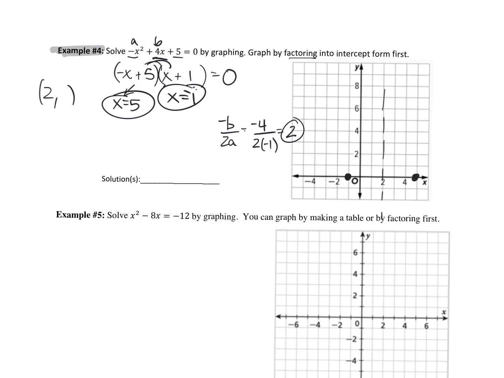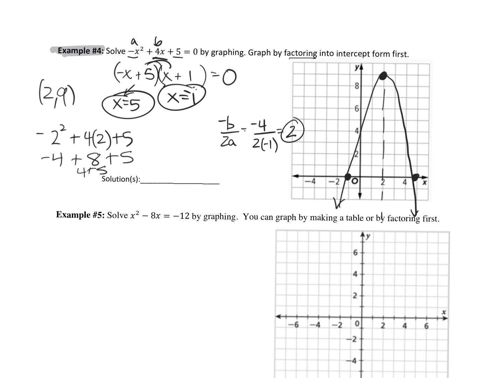Then I can plug that in. I get negative 2 squared plus 4 times 2 plus 5. That'd be negative 4 plus 8 plus 5. 4 plus 5 is 9. So 2 comma 9 is going to be that. Okay, now I can just graph my parabola. It looks like this. I could get a couple other points if I wanted to, but again, I'm really just looking for my solutions. So my two solutions are where it crosses, at negative 1 and 5.